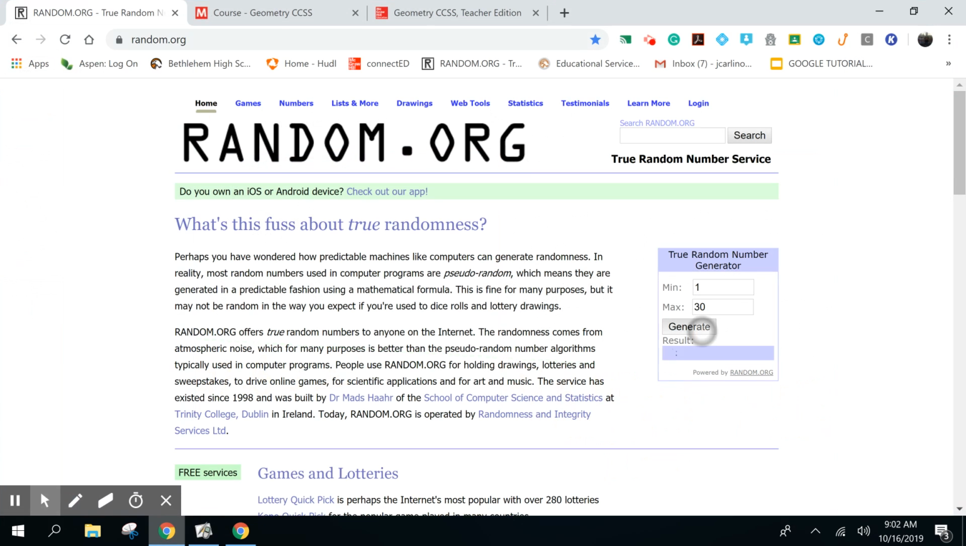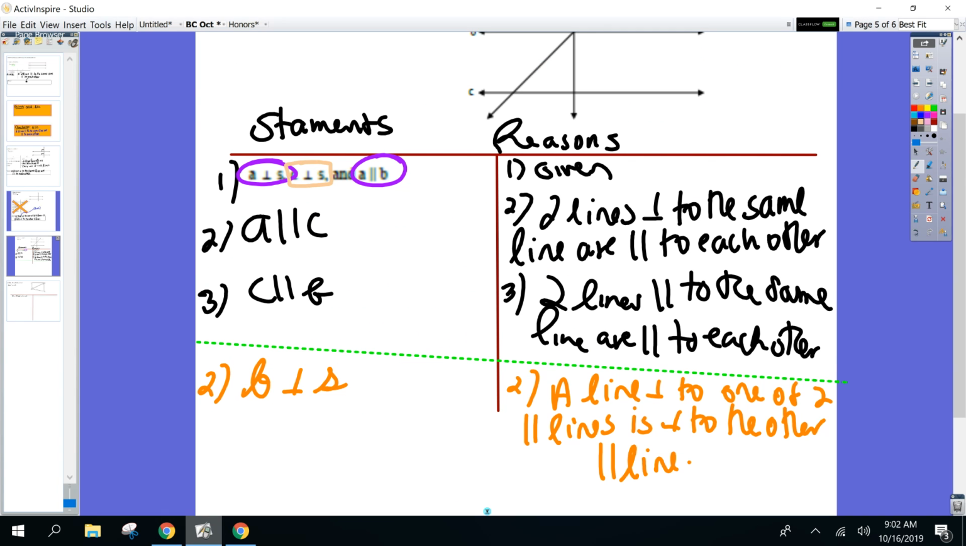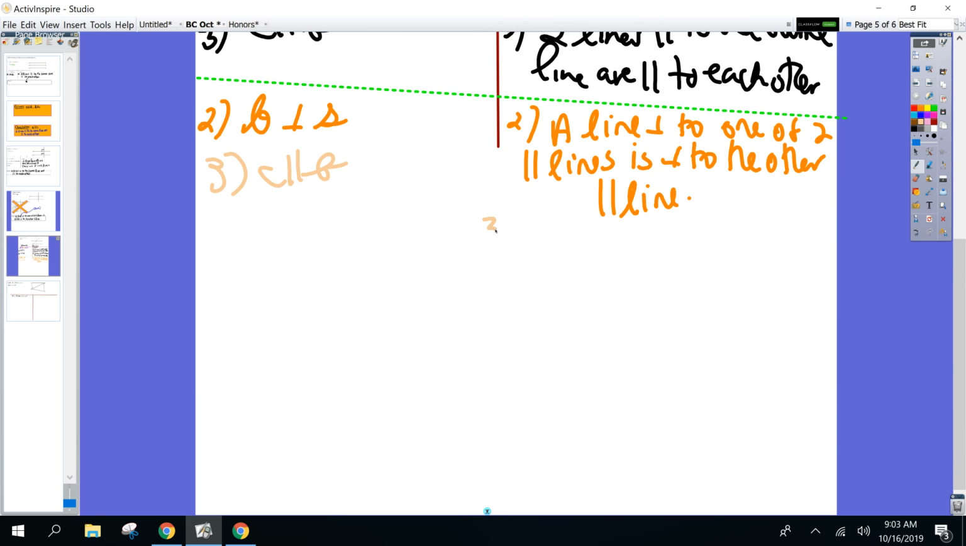Why did I just go back to it? I got C perpendicular to S and B perpendicular to S. Therefore, C and B must be parallel. Two lines perpendicular to the same line are parallel to each other.